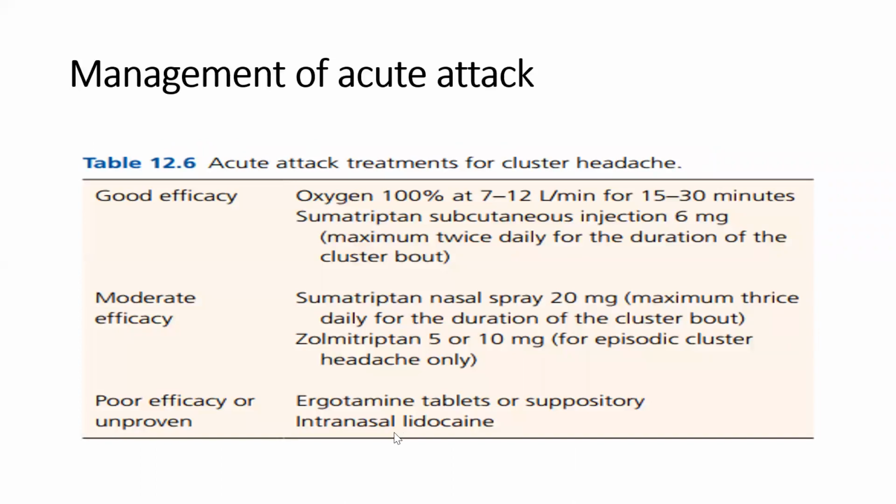Okay, so now how will we manage a case of cluster headache? We should know 2 things. There is a role of oxygen, particularly 100% oxygen, that we should give at 7 to 12 liters per minute. Sometimes this has very good efficacy, and sometimes we can also use subcutaneous sumatriptan or maybe zolmitriptan. Okay, so two drugs are very important: one is oxygen, and another is subcutaneous sumatriptan.